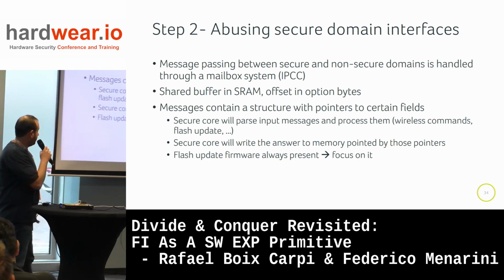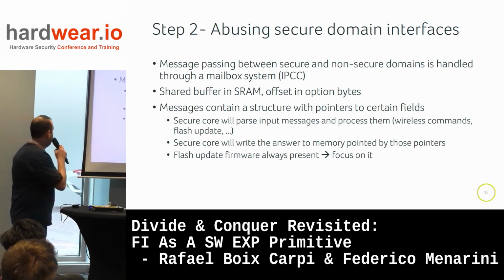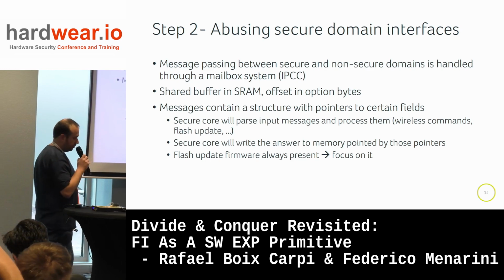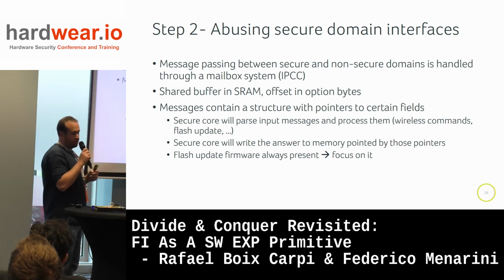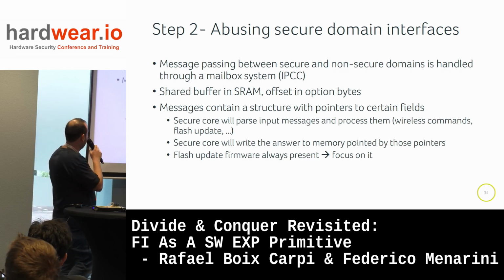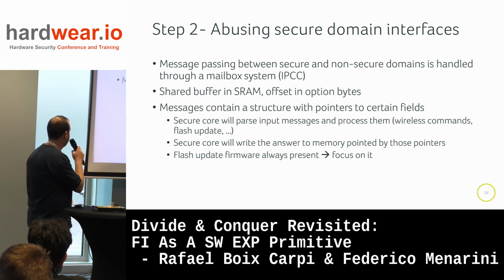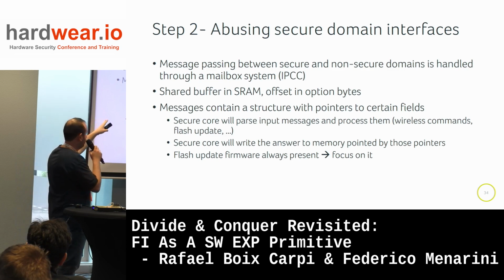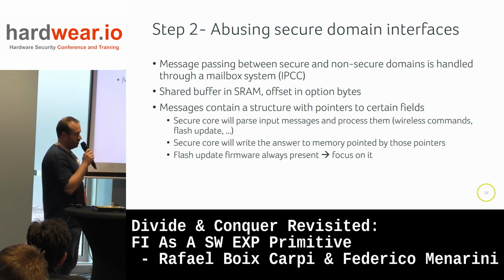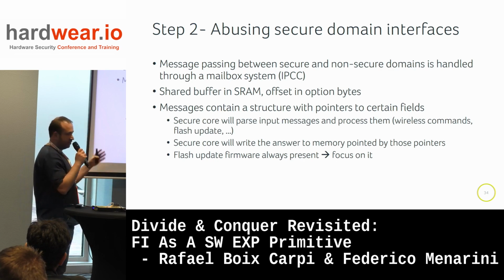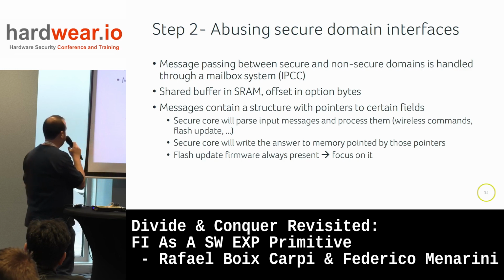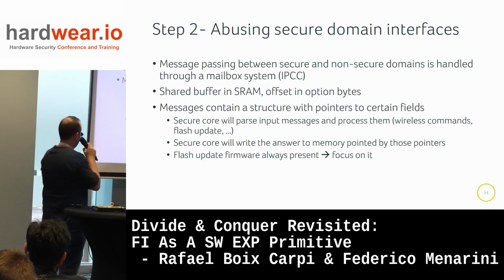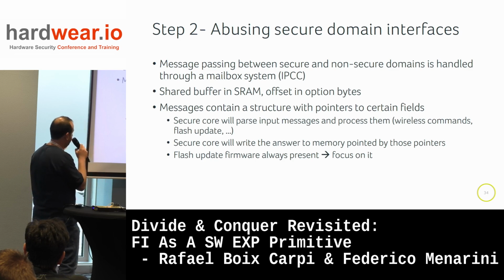Okay, thank you, Rafa. So indeed, now we are in a situation where we can control all the code that is being run in the non-secure core, and we want to try to attack the secure core. The way the communication works between the two cores is very simple. It has a mailbox system called IPCC. It's the usual mailbox system. You set a bit in a register, you trigger an interrupt on the other side, and then the other side can start parsing the command. There is a shared buffer between the two cores in SRAM, and the offset within this SRAM memory is set in one of the option bytes.